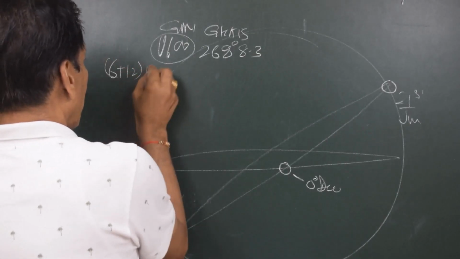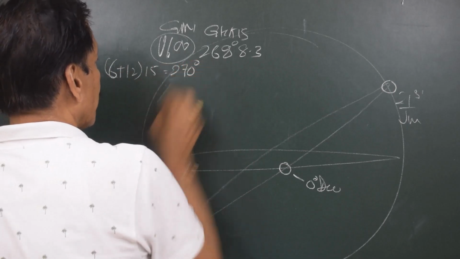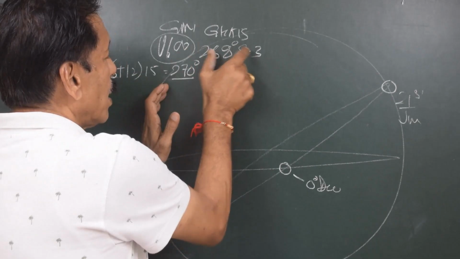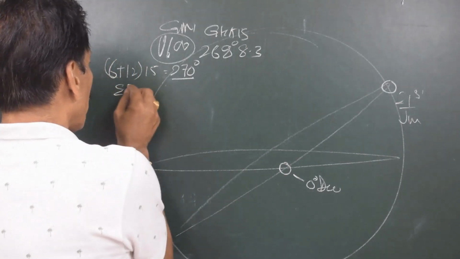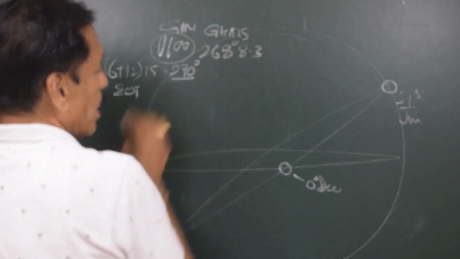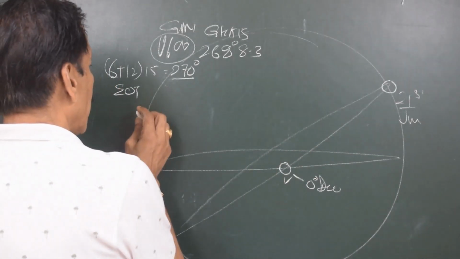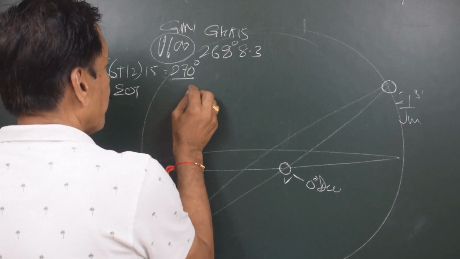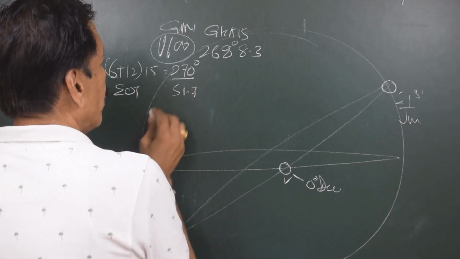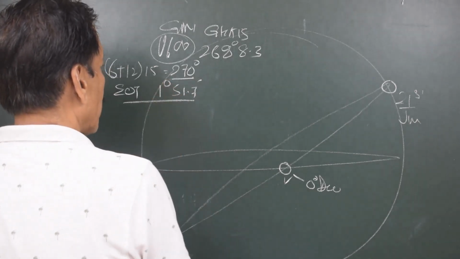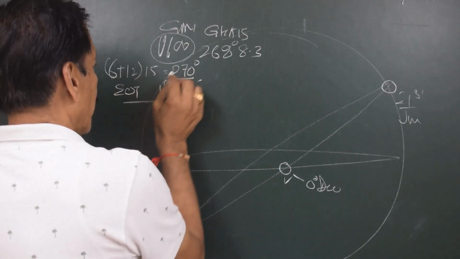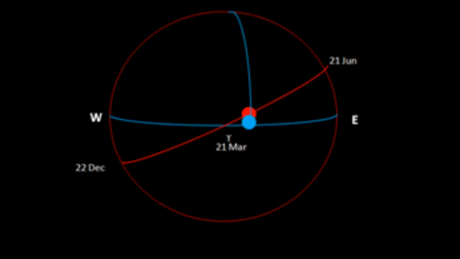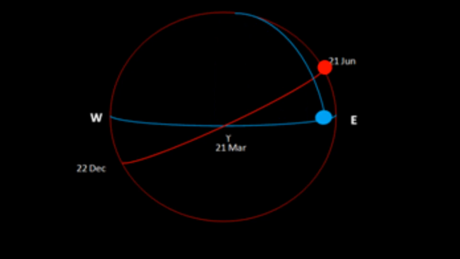But this GMT, if I convert into GHA mean sun, what I will be doing is 6 plus 12 multiplied by 15. That gives me 270 degrees. Because it comes from the GMT, it is GHA mean sun. And GHA mean sun minus GHA true sun is equation of time. So equation of time, when the declination of the sun is 0, is 270 minus 268 degrees 8.3. That is 1 degree 51.7 minutes. And because the mean sun is ahead, GHA mean sun is more than GHA true sun, this equation of time is positive.